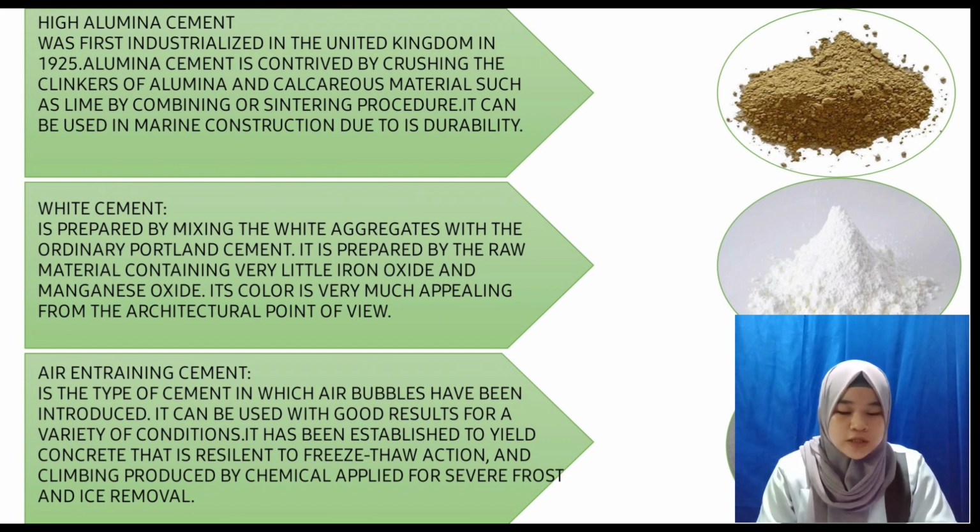It was first used in the United Kingdom in 1925, like what I've said. Afterward, it is used in France where it had been developed earlier to make concrete resistant to chemical attack. So, high alumina cement was first used in the United Kingdom in 1925. After so many years, it reached France, and France also started using it.